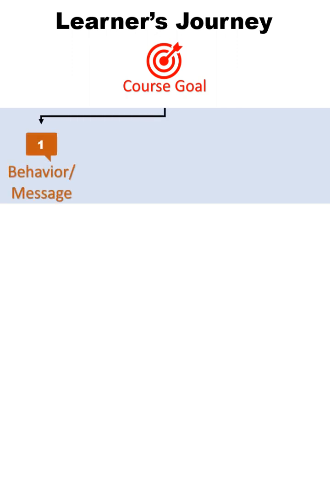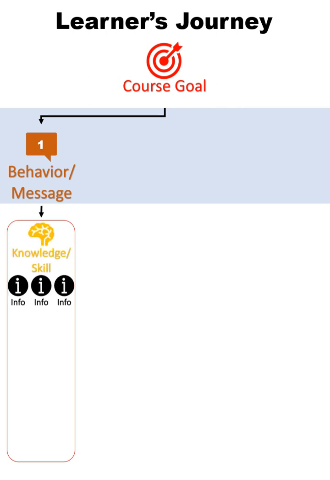Your course goal should be broken up into multiple blocks of information that will either be behaviors you're trying to get the learner to do differently or messages that you're trying to get the learner to understand. Each of these behaviors or messages are made up of several different pieces of your course. The first is made up of the information that you're providing your learner about a knowledge or skill that you're trying to help them understand.